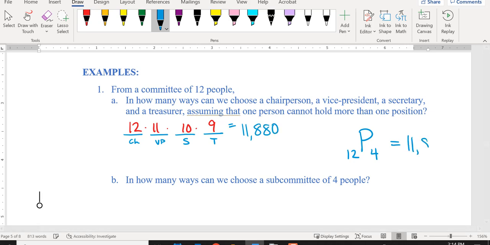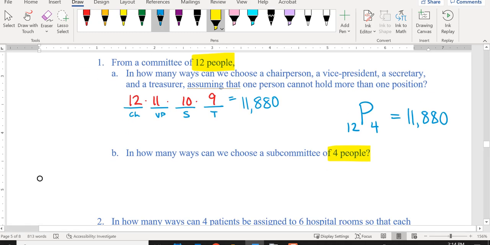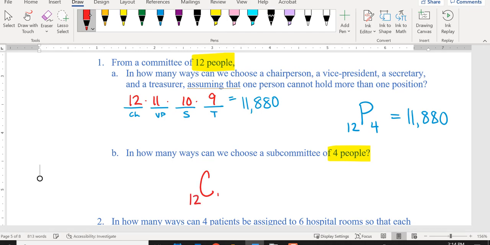Okay, do you see a difference in that question and the following question? In how many ways can we choose a subcommittee of 4 people? You have 12 people, you just want to pick 4 of them. You're not giving titles to those 4 people, so the order does not matter. You're going to have the combination of 12, pick 4.